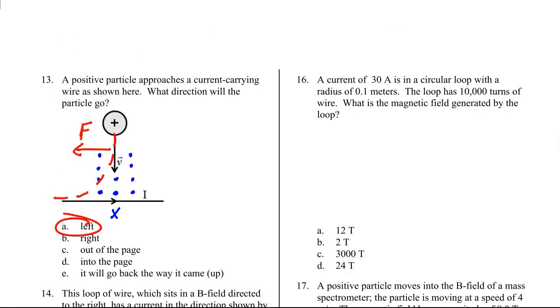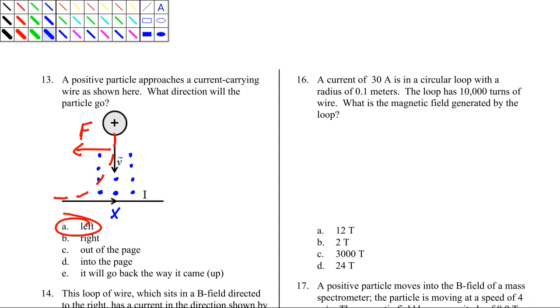A current of 30 amps is in a circular loop with a radius of 0.1 meters. So I have this loop of wire. It has 30 amps going through it. It has 10,000 turns of wire, and its radius is 0.1 meters. I wanted to know the magnetic field generated by this loop.